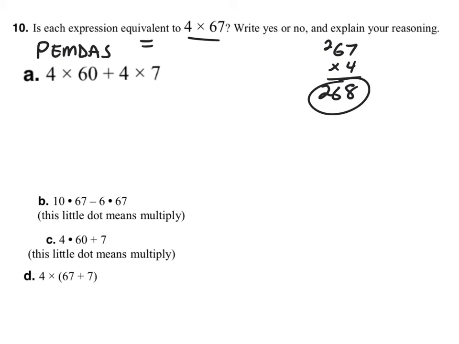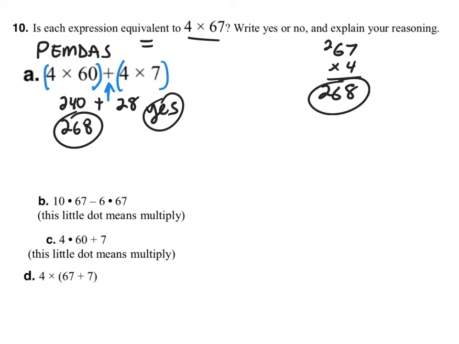Well, let's put in parentheses around what we know we have to do. We have to do multiplying and dividing before we can do the adding. So 6 times 40 is 240, plus 4 times 7 is 28. Well, 240 plus 28 is 268. So is this equivalent? Yes.